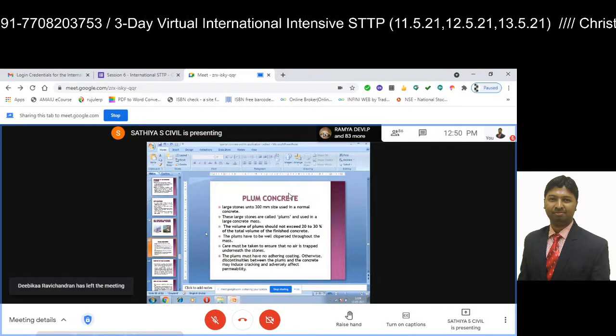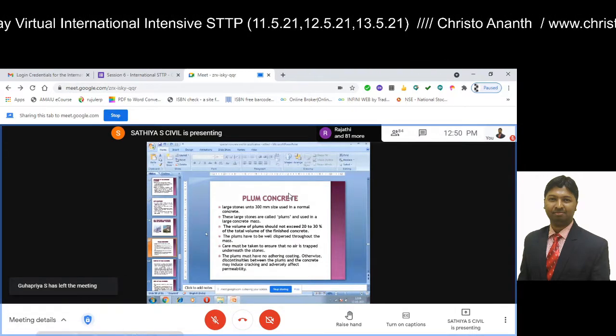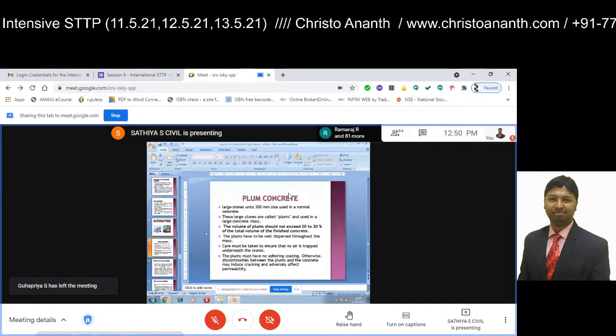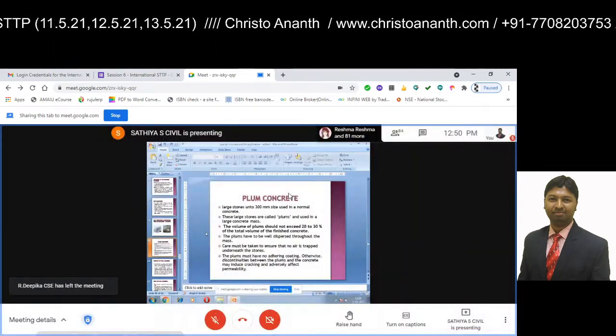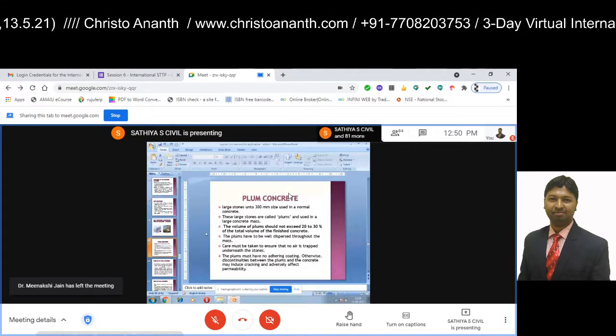Then next, plumb concrete. Large stones up to 300 mm size are used in a normal concrete. In a conventional concrete, the size of aggregate used is 300 mm size. Hence, it is called plums. These large stones are called plums and it is used in large concrete mass.